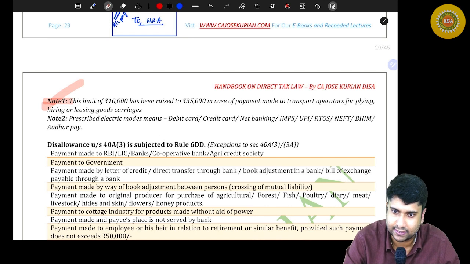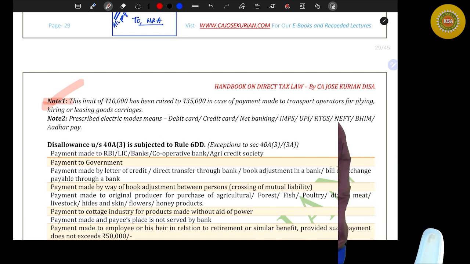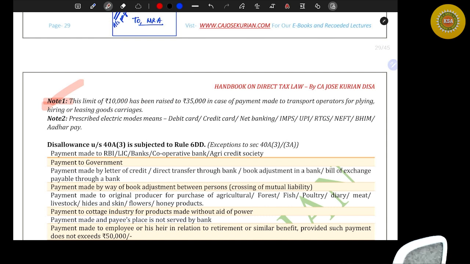What do you mean by this? Say your payee is a goods transporter. Your payee is what? A goods transporter. Then you can make a payment of up to 35,000 rupees in any mode. It's according to your wish, provided the payee has to be a goods transporter. Are you all with me?